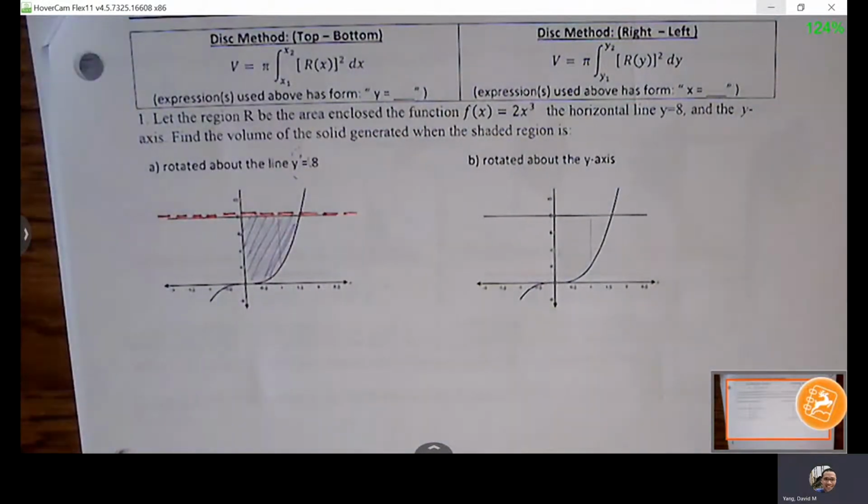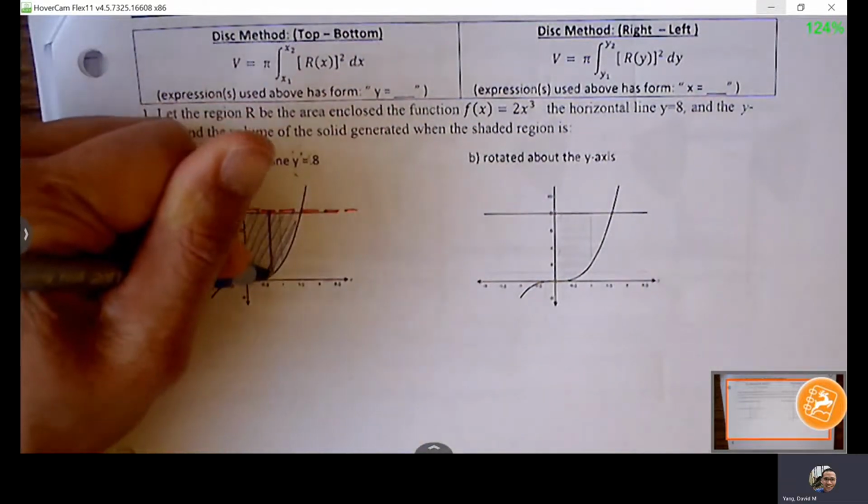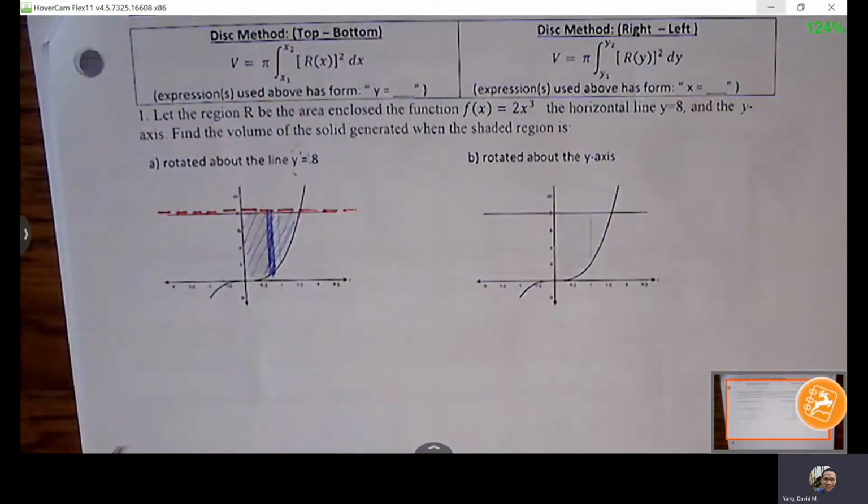Okay, let's build that habit, right? Start on the dotted line and extend to the boundary when you create your radius. So start on the dotted line and extend down. If we can always start on the dotted line, next section we're going to see it's going to prevent us from making mistakes.